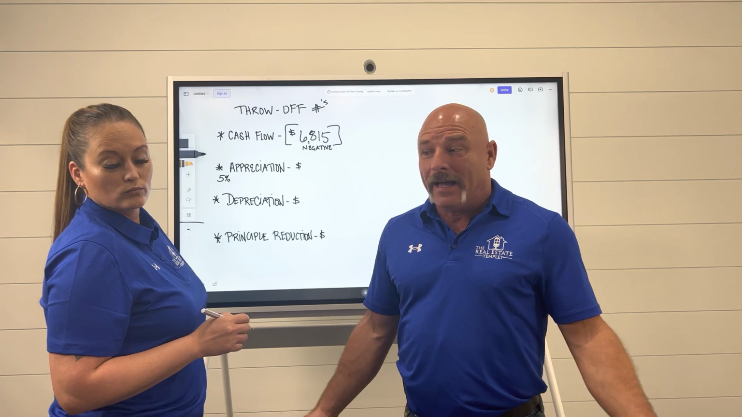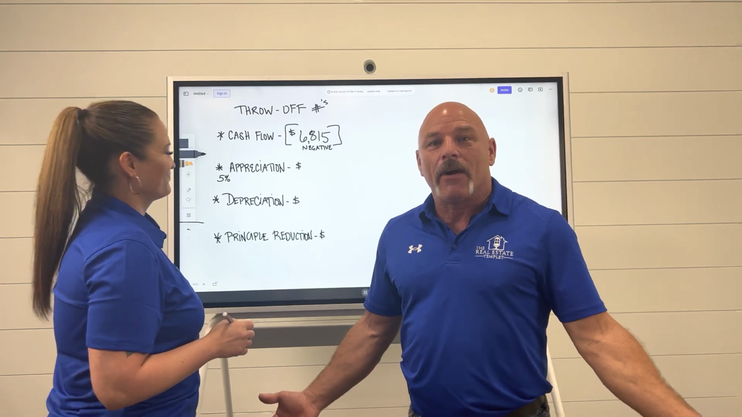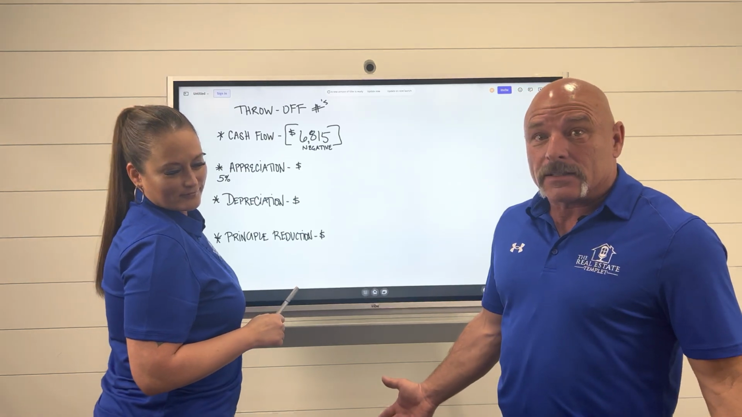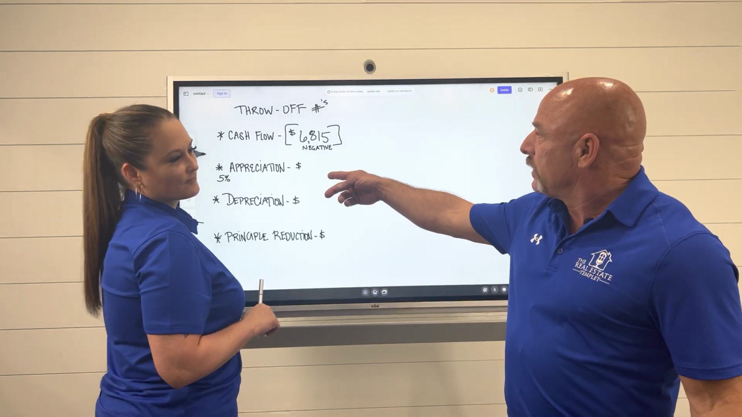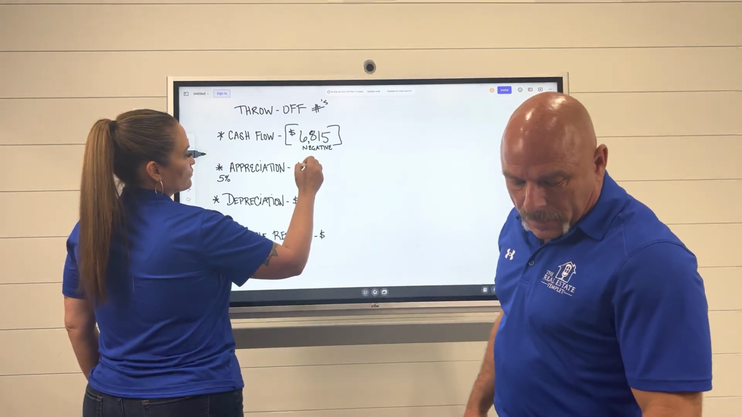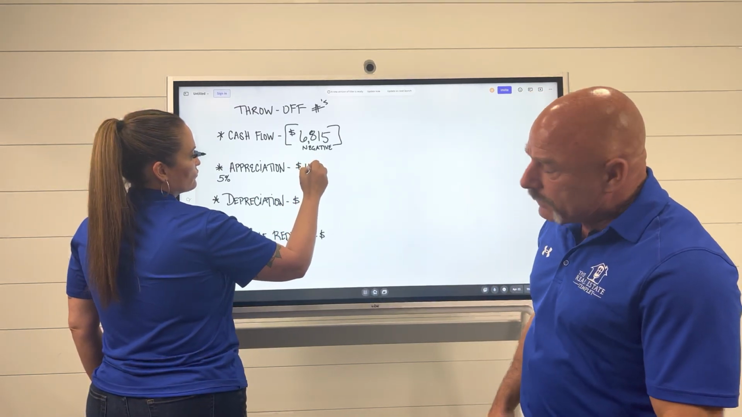Is it guaranteed? Yeah, they're printing money. It is guaranteed. Things are going to go up in value. It is what it is. So we're going to use 5%. So 5% of $300,000 is going to give us what, $15,000? So we got $15,000 in appreciation.